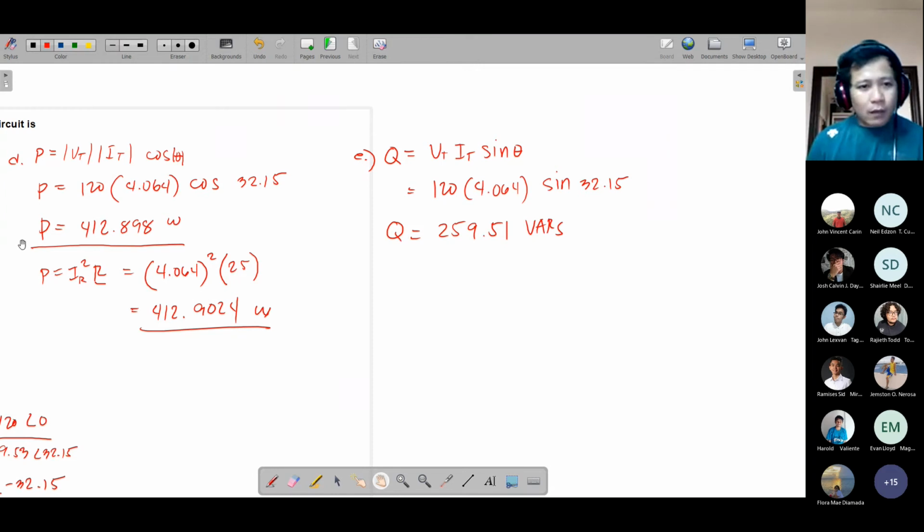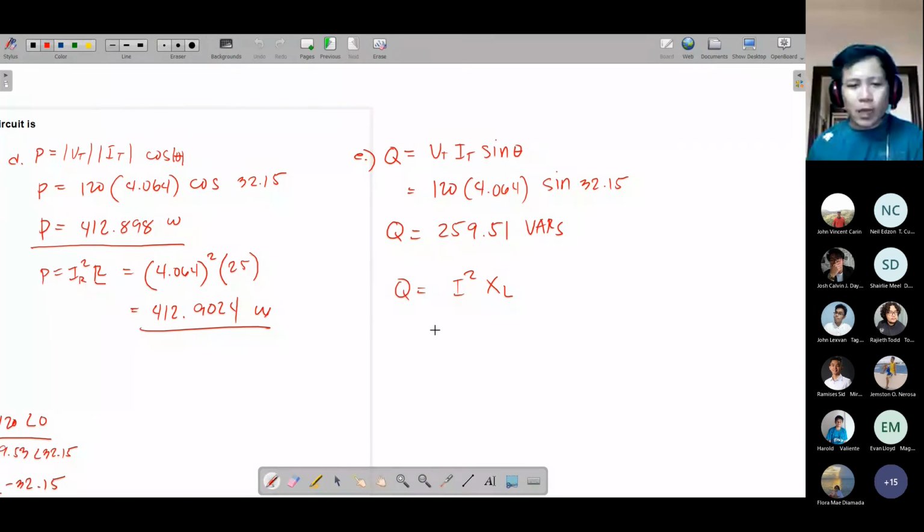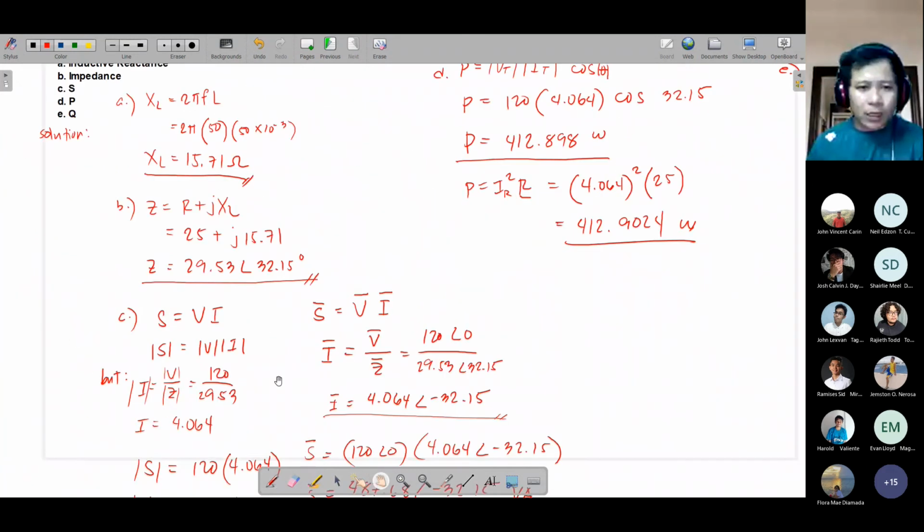Okay, let's use this formula. What if I also use Q is equal to I squared, but this time XL? I also wrote this here, you can also use these formulas. I will use this one because it is easier, since the current is known. So solving this, you will have 4.064 squared times XL, which is 15.71.